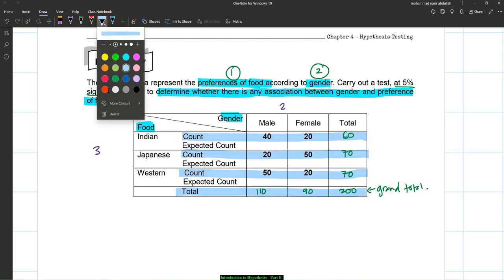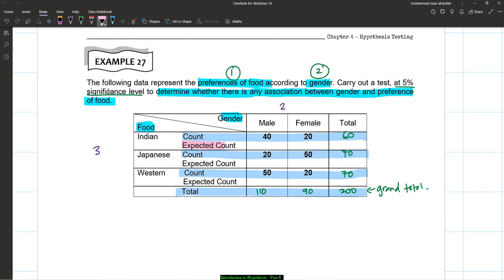So next step, we need to calculate the expected value. Remember the assumption of chi-square analysis: the expected values less than 5 should not be more than 20%. Now remember the formula of expected count, or sometimes we call it expected value or expected frequency. It's the same definition, right? Row total multiplied by column total divided by grand total.